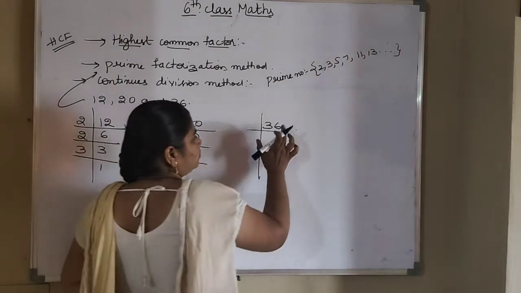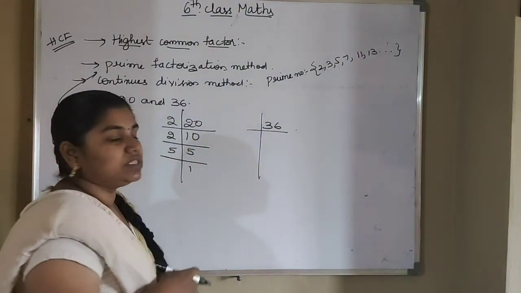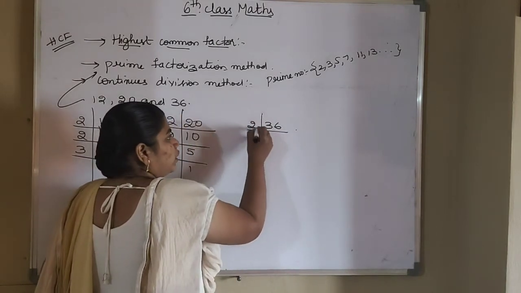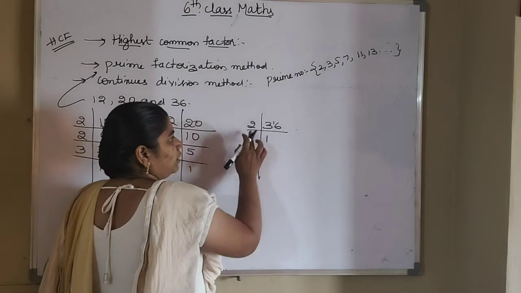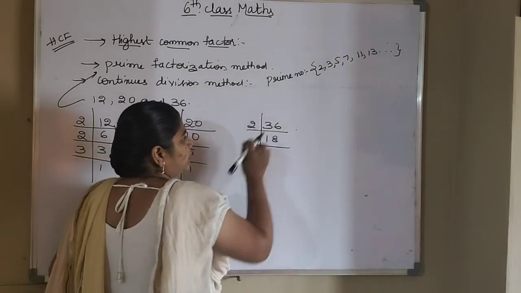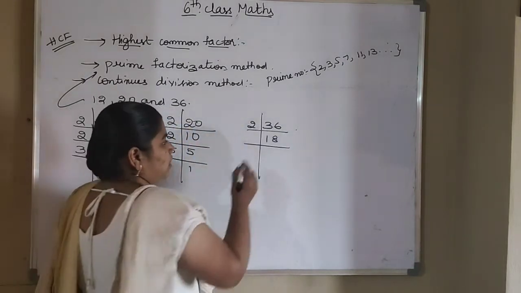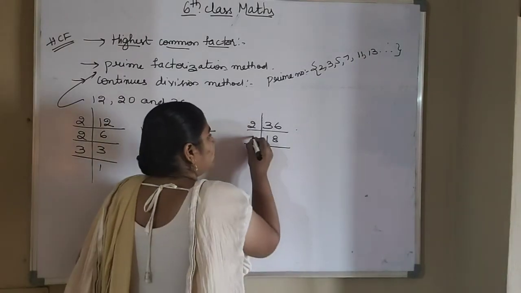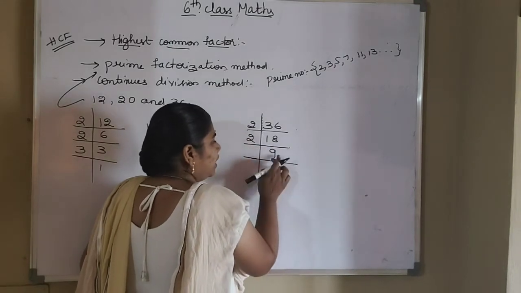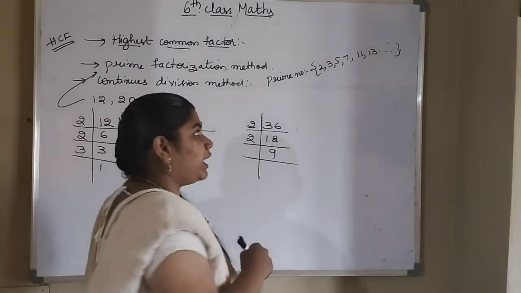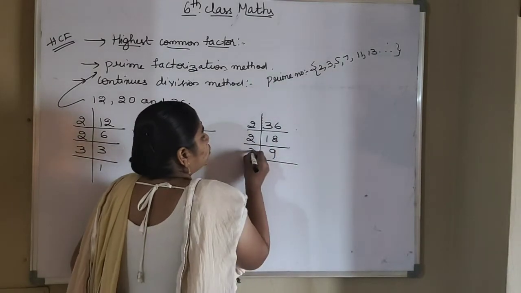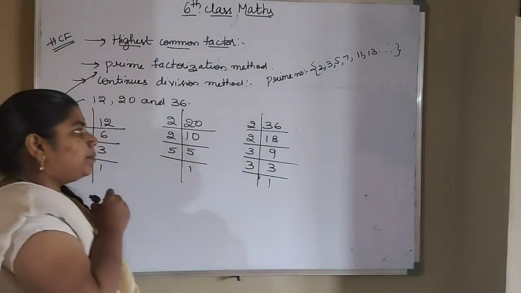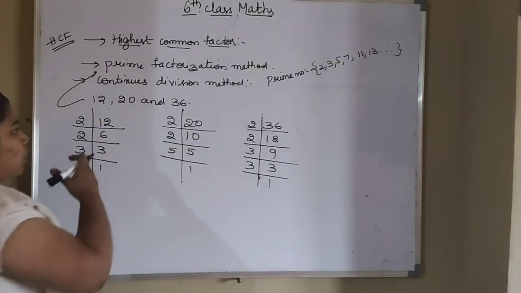Now we have to factorize this 36 by using these prime numbers. 6 is an even number, so it will go in the 2 table. 2 ones are 2, 1 will be remaining, 2 eights are 16. That means 2 eighteens are 36. Again 8 is an even number, so it will go in the 2 table. 2 nines are 18. 9 is an odd number, it will go in the 3 table. 3 is also a prime number. So 3 threes are 9, 3 ones are 3. So this is our prime factorization for all the three numbers.